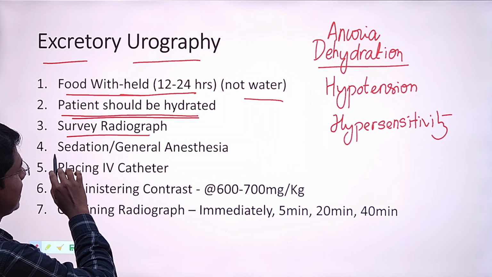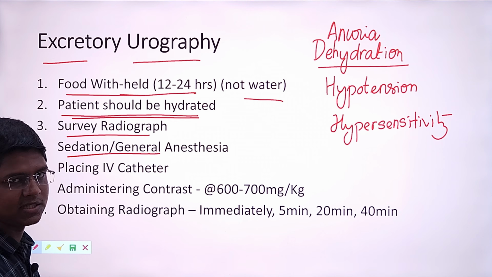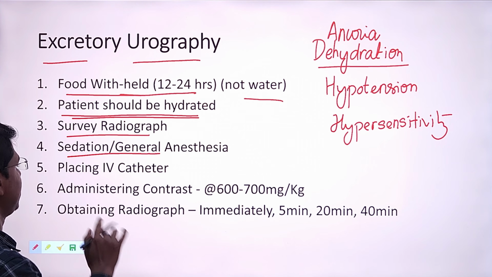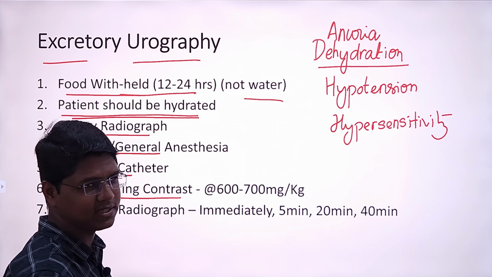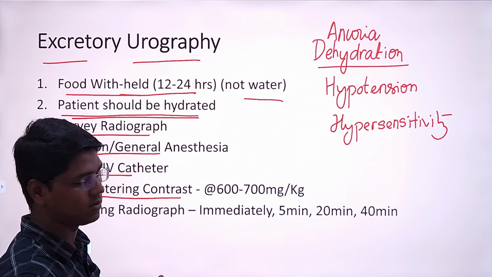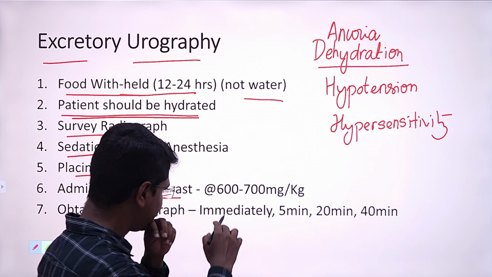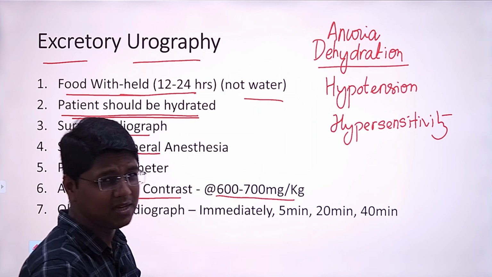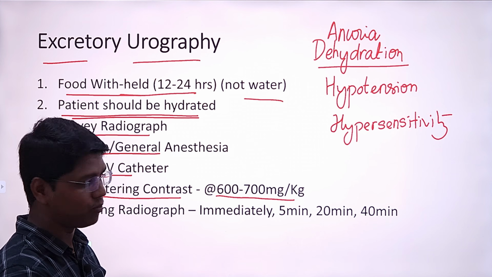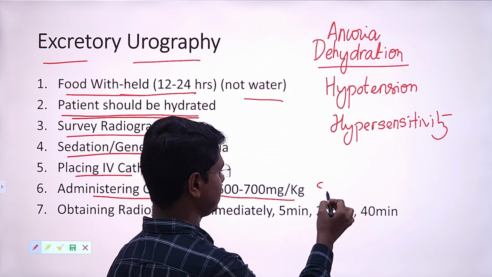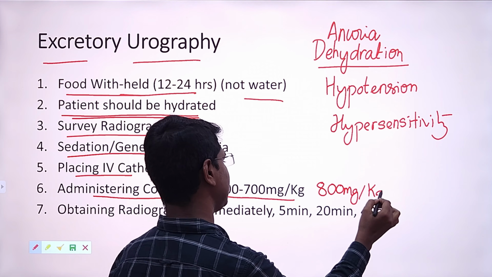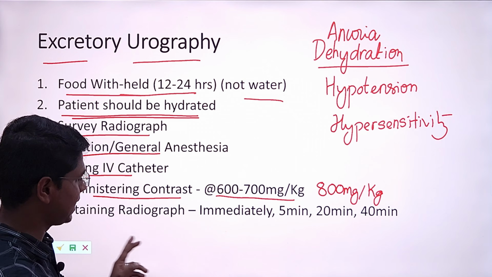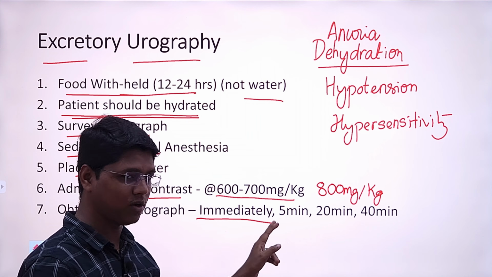Now use sedation or general anesthesia, whichever method you are more comfortable with. Then place the IV catheter. Then administer the contrast agent, usually the iodine contrast agent. The dose rate is 600 to 700 mg per kg. In some articles, even in some books, the reference may go up to 800 mg per kg body weight.